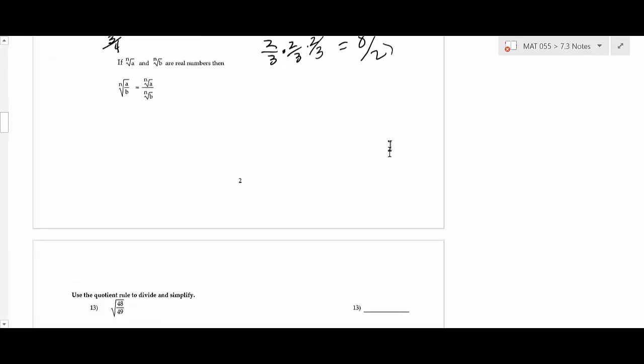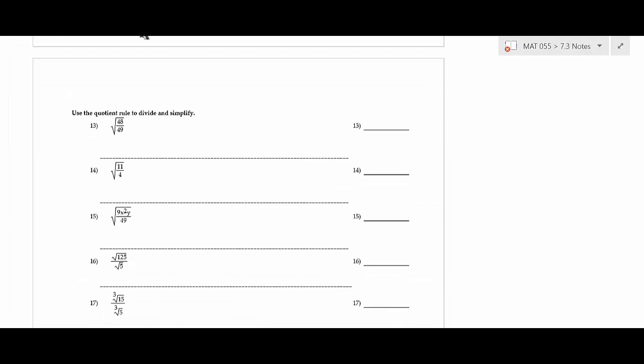Okay, so let's do some of these. These are all pretty easy to do. So when you do problem 13, I think I'm not quite ready to do the whole thing on this problem yet.